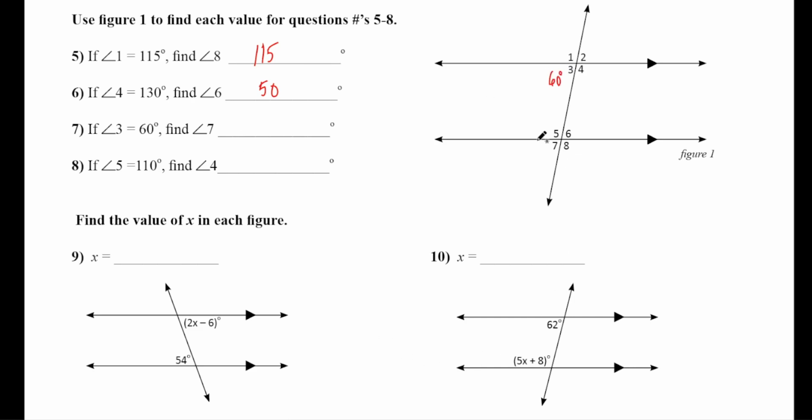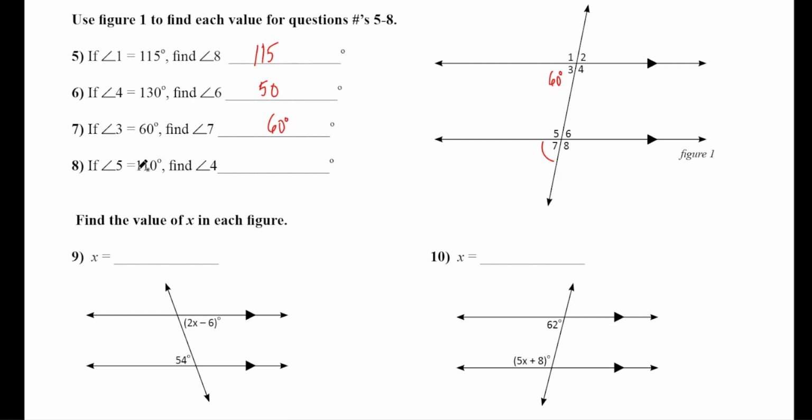I want to find angle 7, which is this one. Well, look at angle 3 and angle 7. They're corresponding angles. And what's true about corresponding angles? They're equal to each other. So what do I put right here? 60 degrees. Piece of cake. Everybody with me? All right, good.